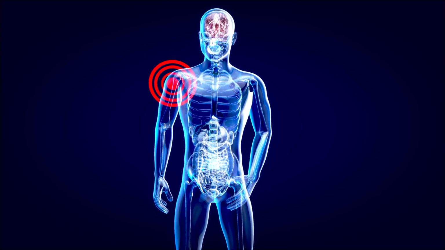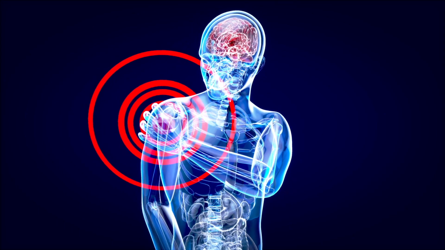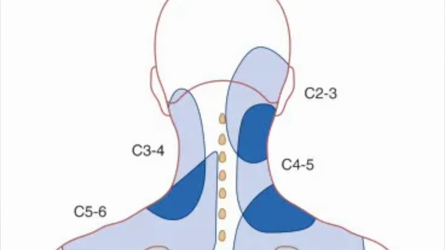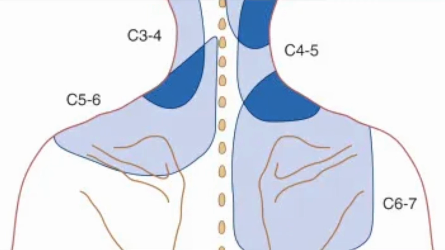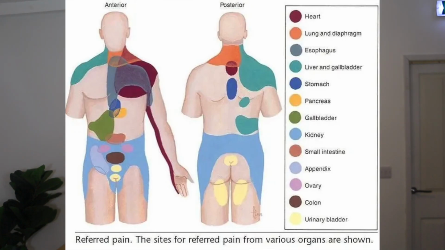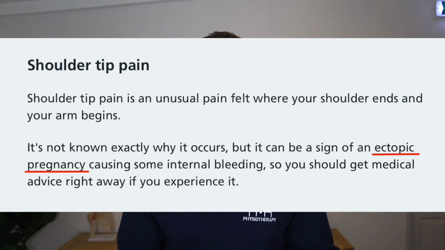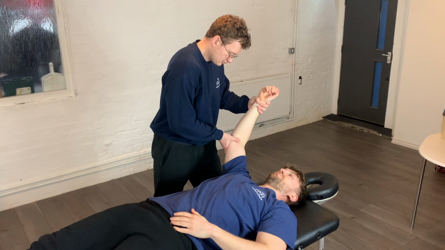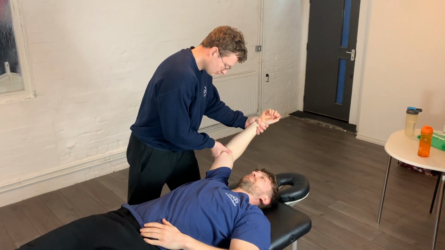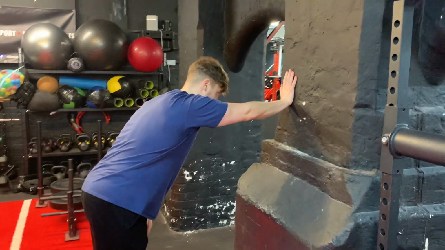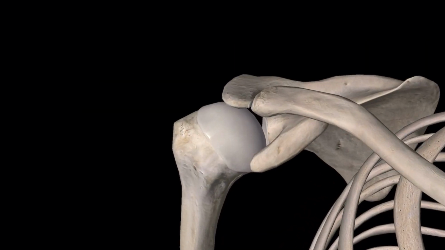Before we get into the test, it's also really important to know there are a lot of things that can refer pain into the shoulder, which is actually nothing to do with the shoulder itself. Sometimes it can be the neck, but also a fair few medical things can cause pain around the shoulder. Things as randomly as ectopic pregnancies or your pancreas. So the tests we are going through in this video are referring to the musculoskeletal condition. So issues that are affecting the muscles and joints of the shoulder.